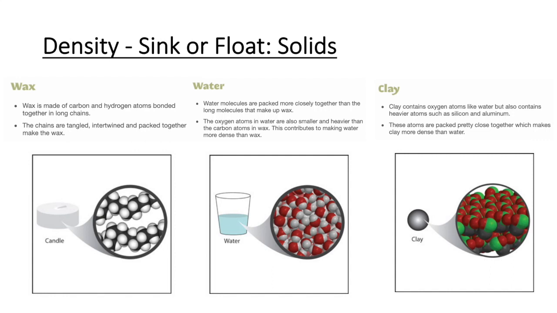that the wax, when it was placed in the water, wound up floating because its molecules weren't as packed together, especially when you compare it to the water. The water definitely had its molecules more packed closely together, which made it more dense than the wax. Then, of course, we all noticed how the clay sunk right to the bottom, which tells us that those atoms are packed very closely together, which makes clay significantly more dense than water. Great.